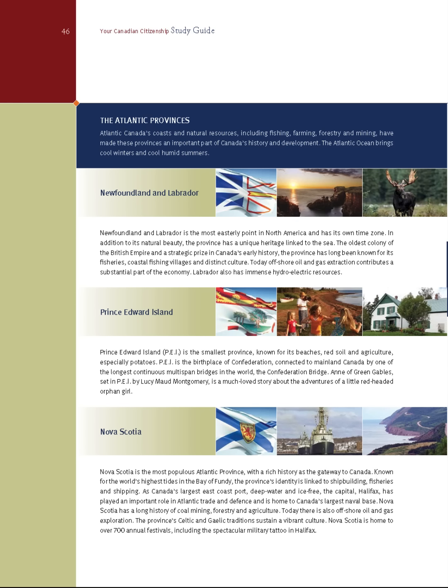Prince Edward Island. Prince Edward Island, PEI, is the smallest province, known for its beaches, red soil, and agriculture, especially potatoes. PEI is the birthplace of Confederation, connected to mainland Canada by one of the longest continuous multi-span bridges in the world, the Confederation Bridge. Anne of Green Gables, set in PEI by Lucy Maud Montgomery, is a much-loved story about the adventures of a little red-headed orphan girl.